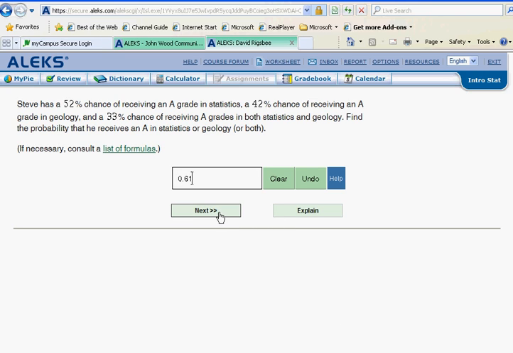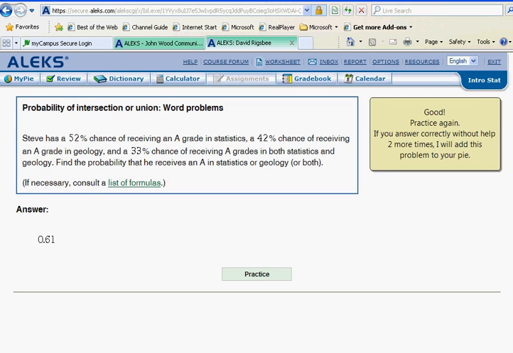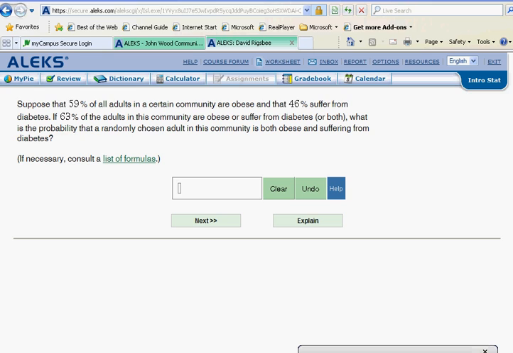And that is correct. Let's look at another variation of this problem.